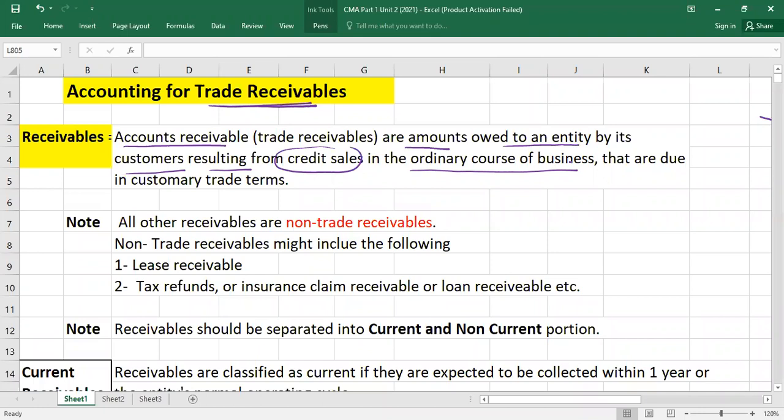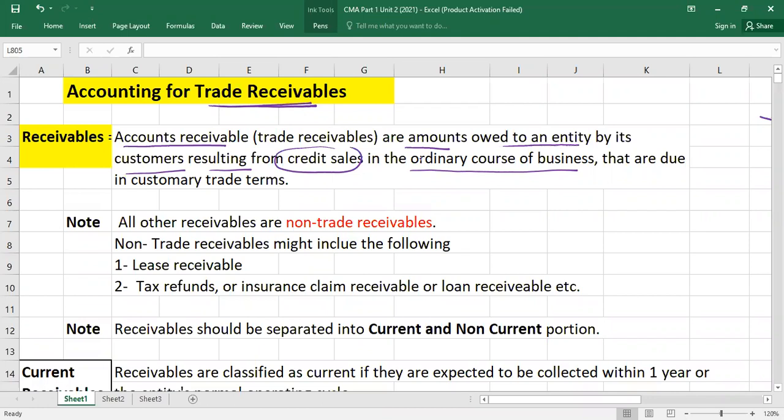So what it means is, as a business, when we sell goods on credit, obviously against those credit sales, the customers will pay us in future. It means we have a right to receive the money against that credit sale. So those customers who will pay us in future are called receivables in the seller's book. In the buyer's book, obviously it is the payable. So we are talking about trade receivables.